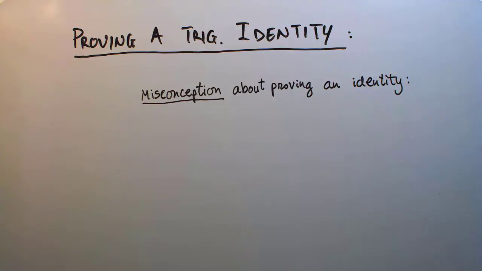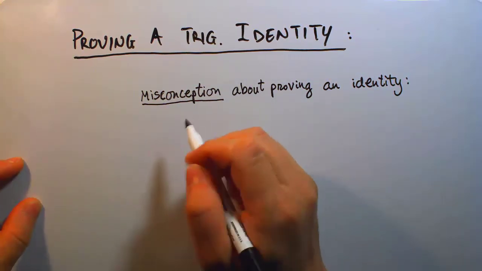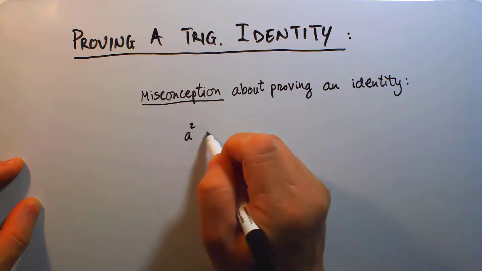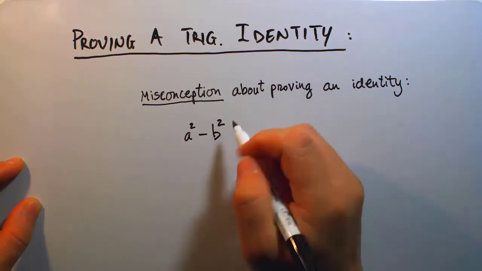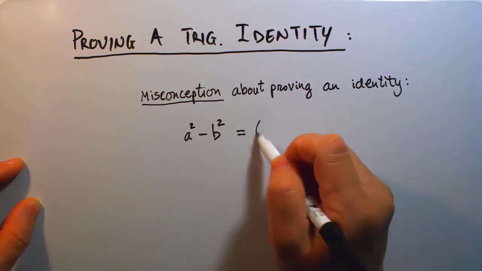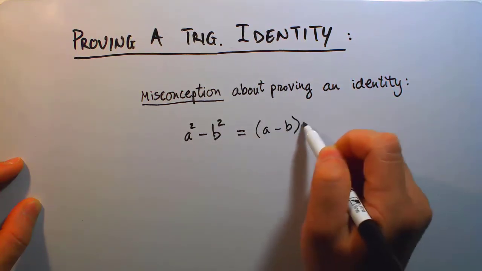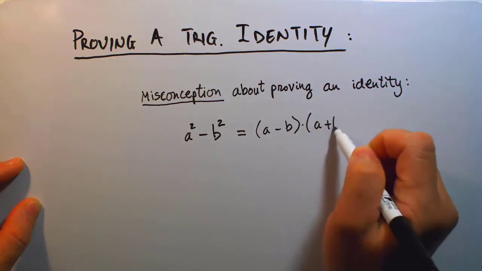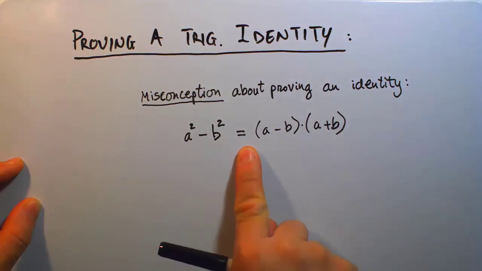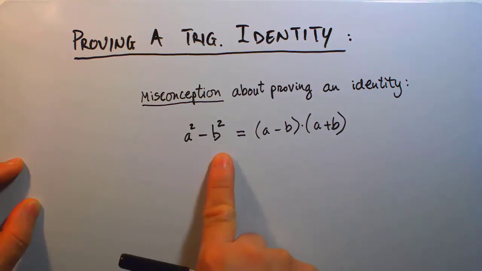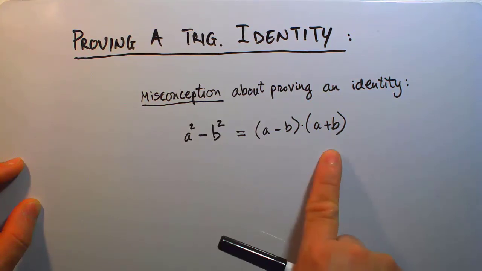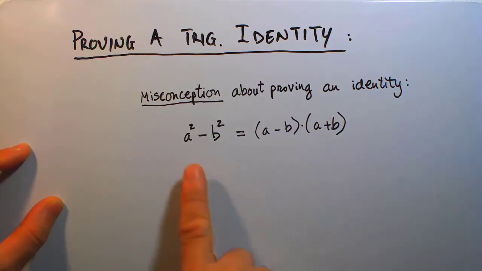And let's now look at a common misconception about proving an identity here. Let's say back in algebra, there are times that we are asked to prove why the difference of two squares, a square minus b square, will always equal a minus b in product with a plus b. So why is this equality true? The left-hand side, regardless of which variables or values we're giving it, will always equal the right-hand side expression. Why is this always true?